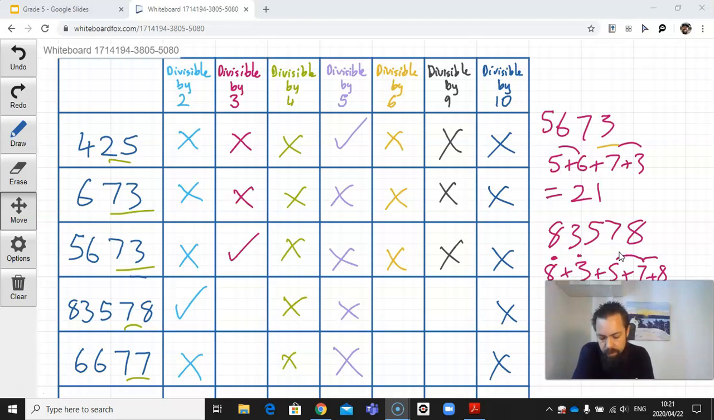And unfortunately, 31 is not divisible by 3. So it also won't be divisible by 6. And 31 is not in the 9 times table either. There we go.